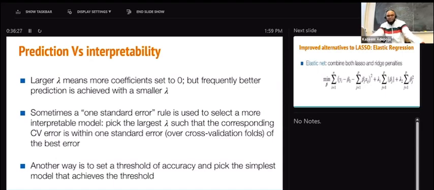This is what I said in the one when I talked about prediction versus interpretability. When you are pursuing an explanatory goal, which I also call a causal goal, your model will be interpretable. But when you are pursuing a prediction goal, then you need a lot of variables to make the best prediction. Therefore, a difference exists between when you pursue an explanatory goal and when you pursue a predictive goal. So a larger value of lambda means more coefficients will be set to 0, like I said. So I'm not going to repeat that.